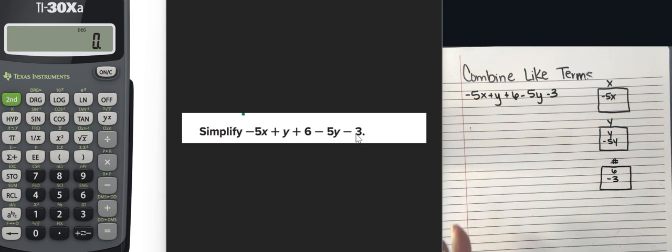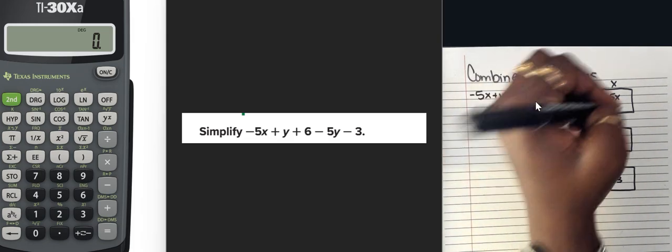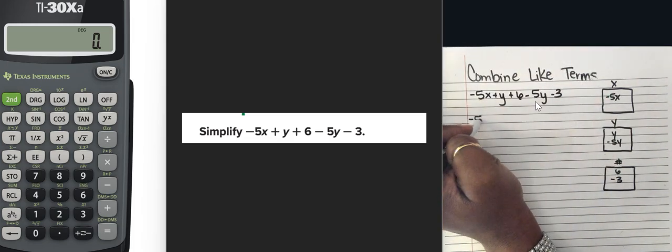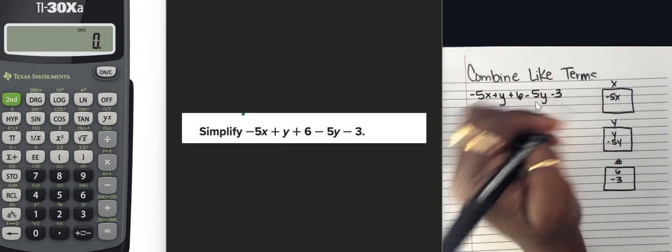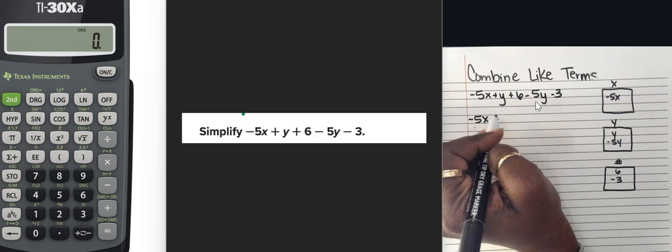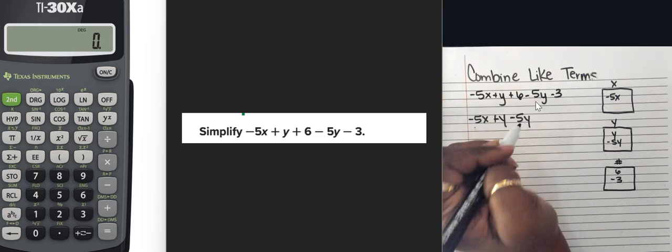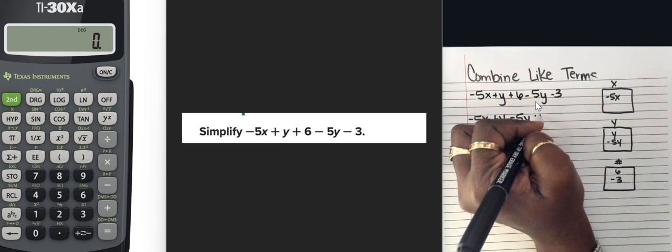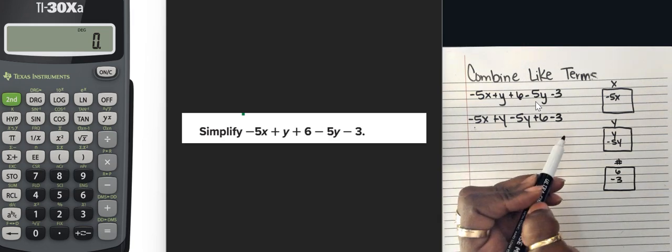Okay. And so what we're doing is just simplifying it by using the commutative property. We can rearrange how the problem is set up. If you wanted to do that to make it a little bit more organized, you could. So I'm just going to start with the x's. So I have a negative 5x. And then I'm going to subtract out 5y, or I'm sorry, add y. So plus y minus 5y plus 6 minus 3. So I just used the commutative property to rewrite what we have up here.